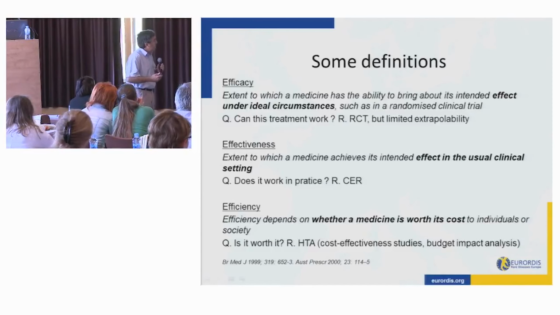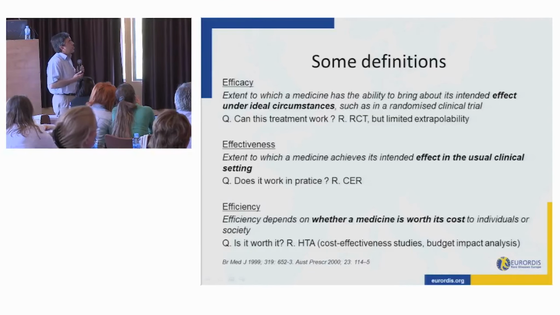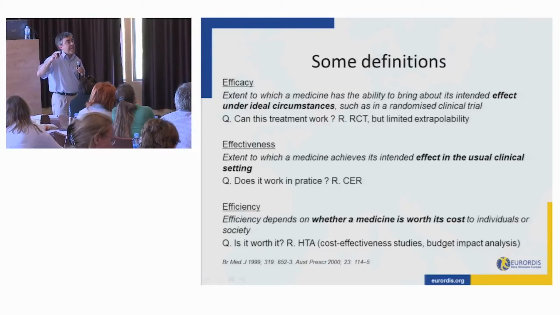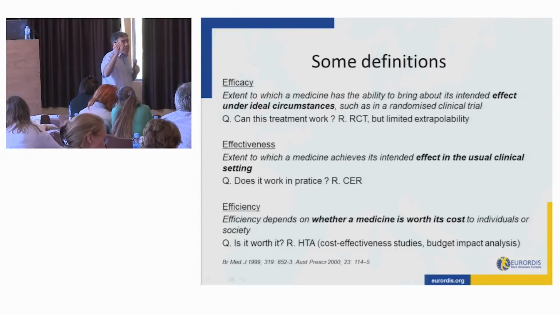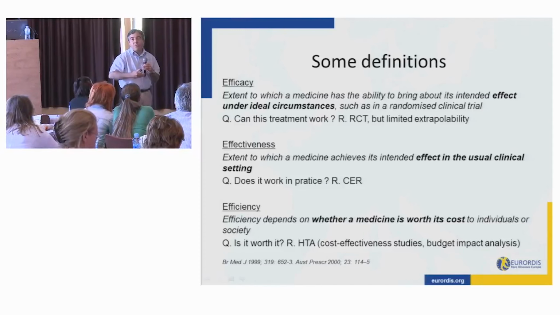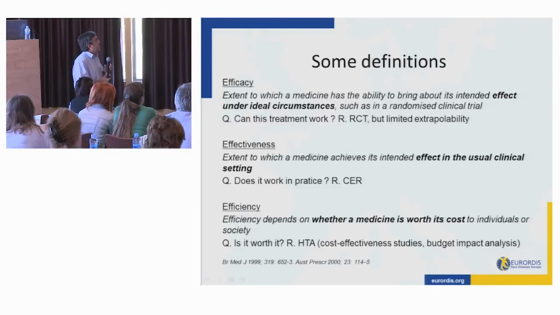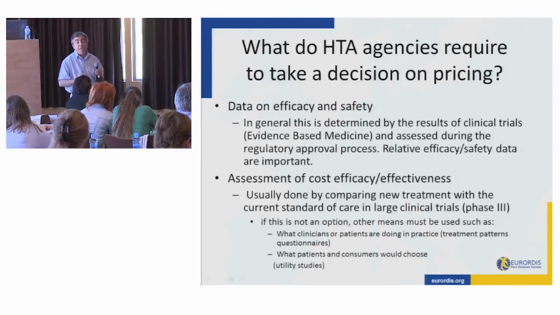And efficiency includes a cost dimension. Efficiency depends on whether a medicine is worth its cost to individuals or society. This is the link with the notion we saw this morning on utility. So, for example, the score in quality of life compared to the cost would correspond to a result of evaluation of efficiency. Is it worth it? And this is one of the objectives, and the specific objective, of health technology assessments. Is it okay?